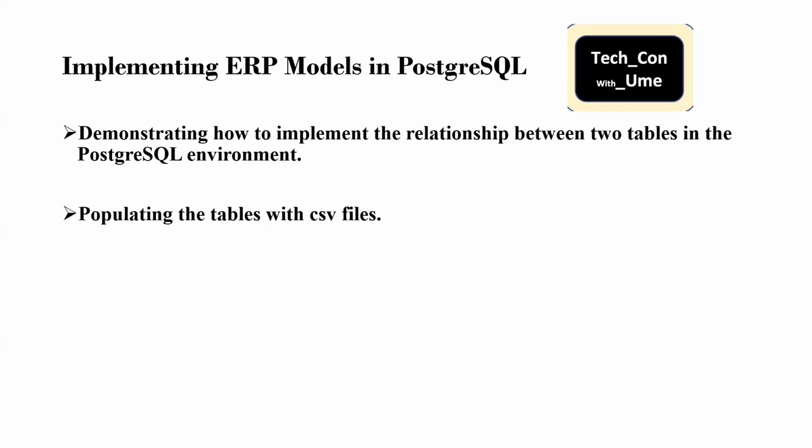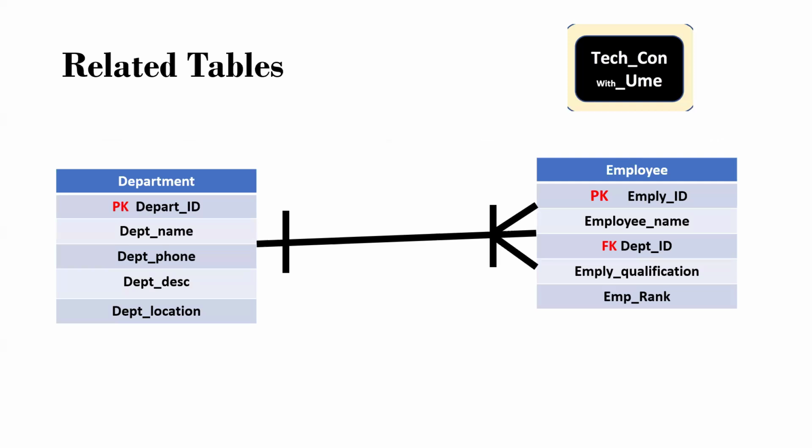So that being said, this is the relationship that we're going to be implementing between our two tables. Here we have a department table and an employee table. Our department table has department ID as the primary key. Our employee table has employee ID as the primary key. But in relation to the relationship that exists between these two tables, the primary key is denoted here and the foreign key is denoted here.